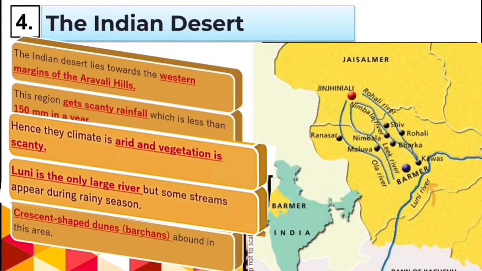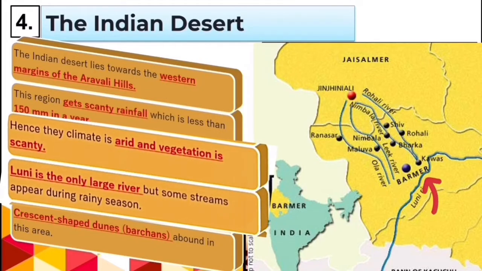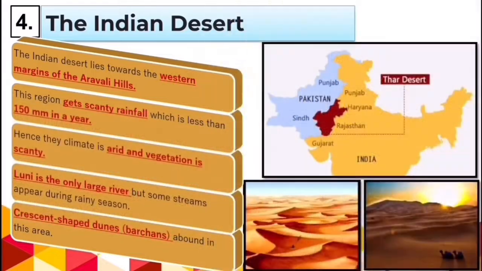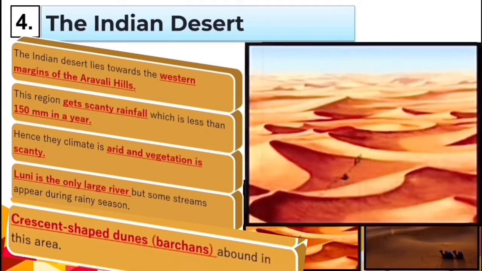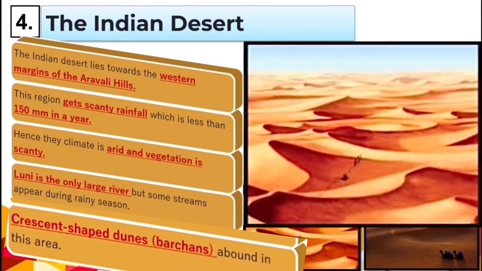Luni is the only large river, but some of the streams appear only during the rainy seasons because of the amount of rainfall received. The crescent shaped dunes, also known as barchans, are the most common feature that you will be seeing in the Thar Desert, as you can see in the given picture.